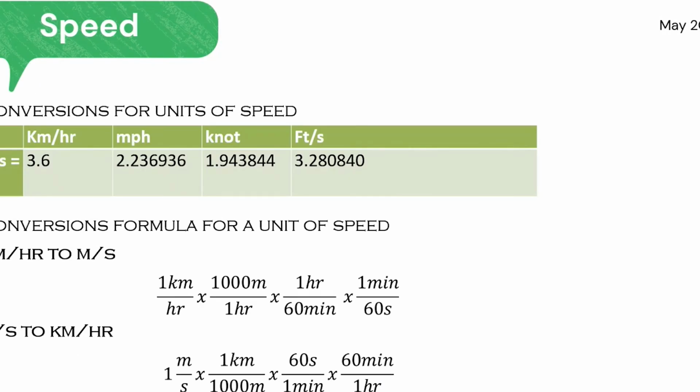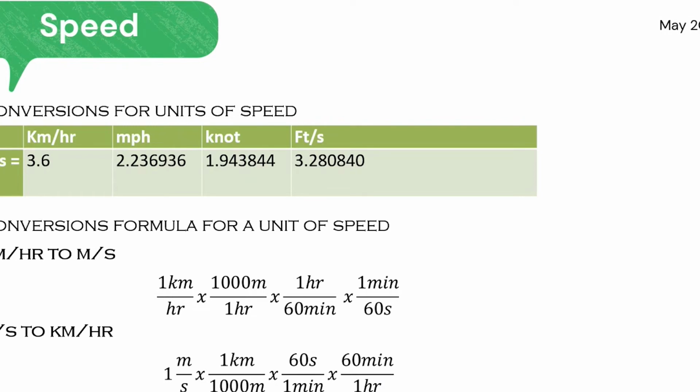Conversion per unit of speed. 1 meter per second is equal to 3.6 kilometers per hour, and equals 2.237 miles per hour, and 1.94 knots, and 3.28 feet per second.